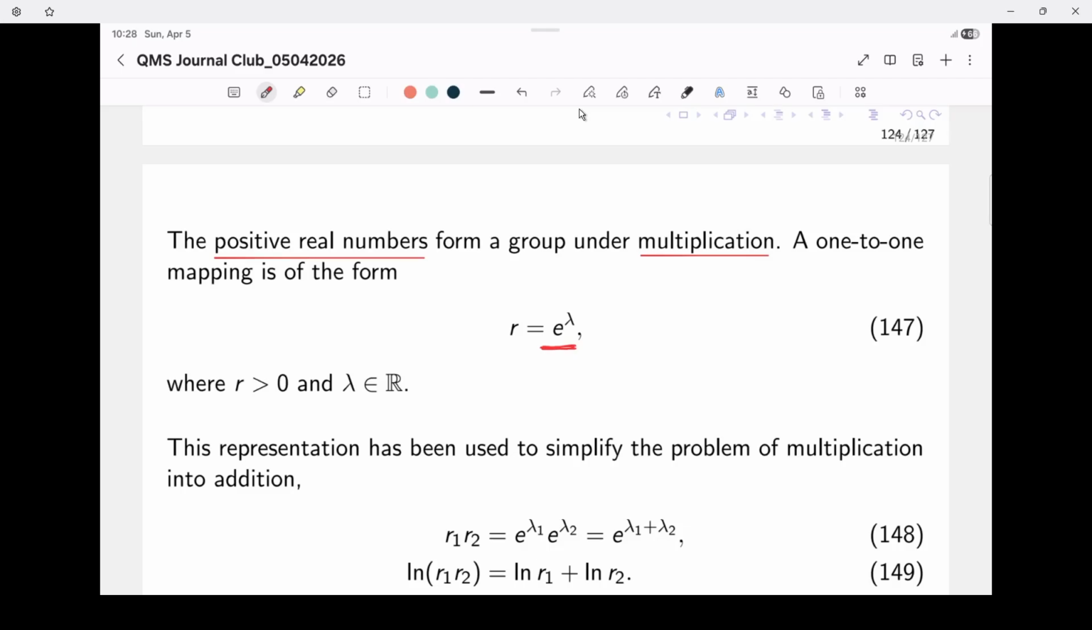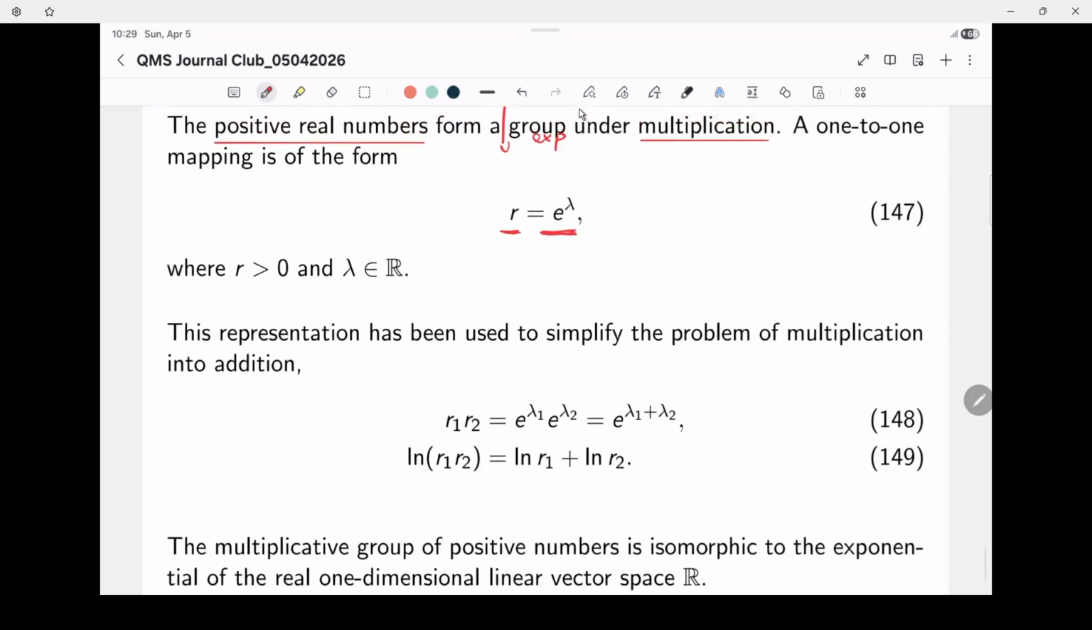So again, you have real numbers and you have multiplication. So this forms a group, R plus, the positive real numbers. So over here, you have multiplication. If we want to reduce it into addition, then you use the exponential mapping and you define your real numbers as e to the power of lambda. So then you simplify your multiplication into addition, right?